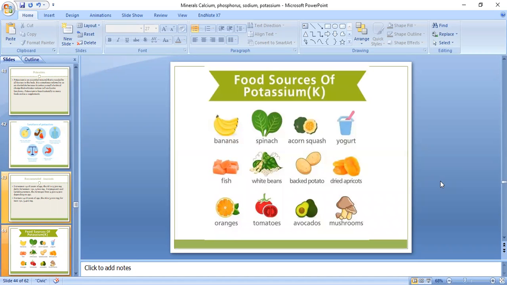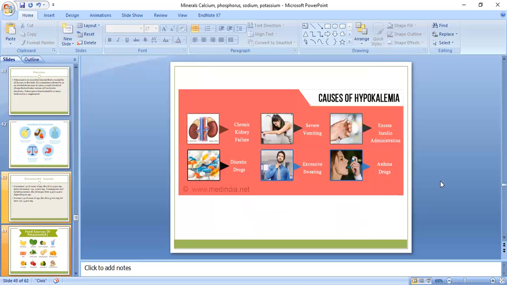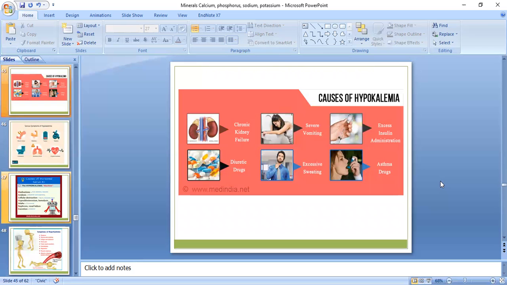The sources of potassium: banana is the richest source of potassium. The others are green leafy vegetables like spinach, acorn squash, yogurt, fish, white beans, baked potato, dried apricots, oranges, tomato, avocados, and mushrooms. So the causes of low potassium levels. These may include chronic kidney disease, diuretic drugs, severe vomiting, excessive sweating, excessive insulin administration, or drugs related to asthma.